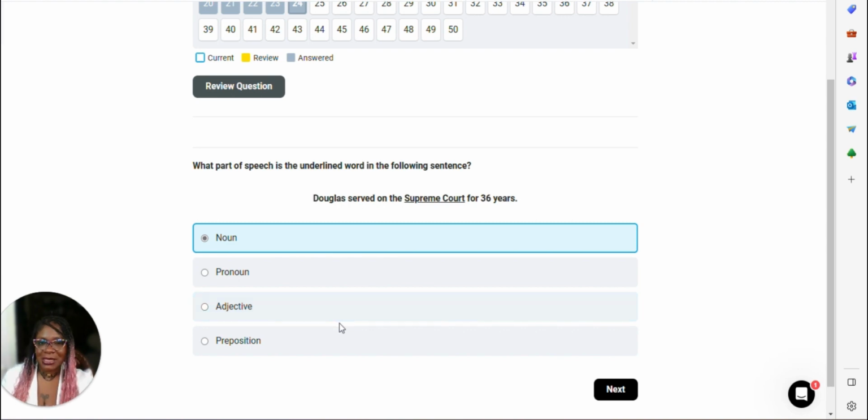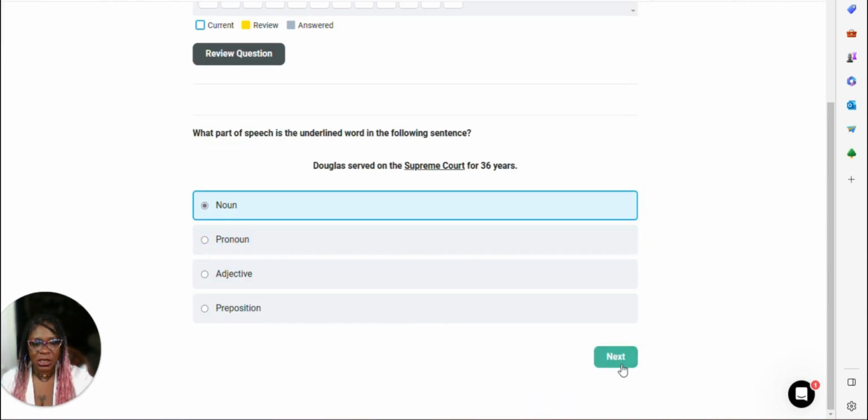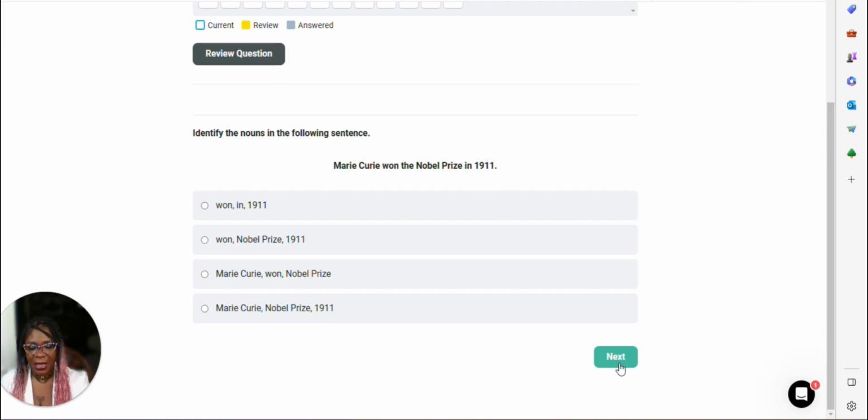And the answer is noun, because the Supreme Court is a noun, right? It's a thing. So we're going to move on to our next question, which is question number 25. The next question says to identify the nouns in the following sentence: Marie Curie won the Nobel Prize in 1911.